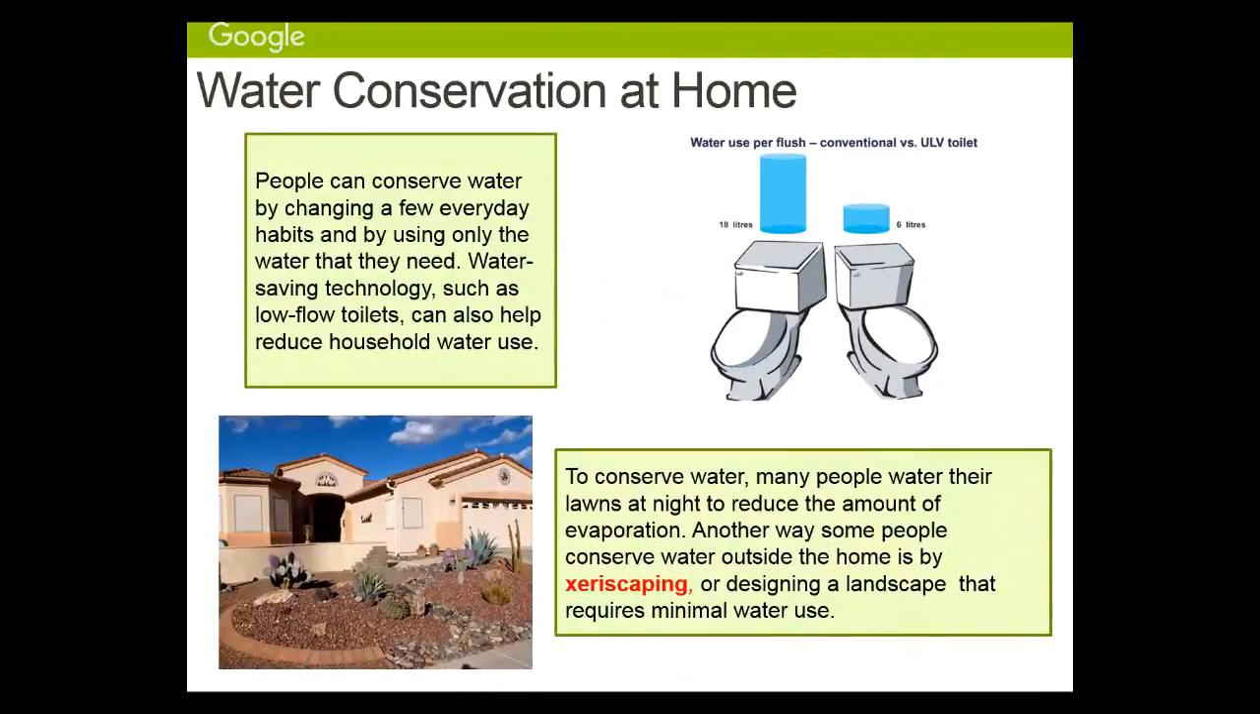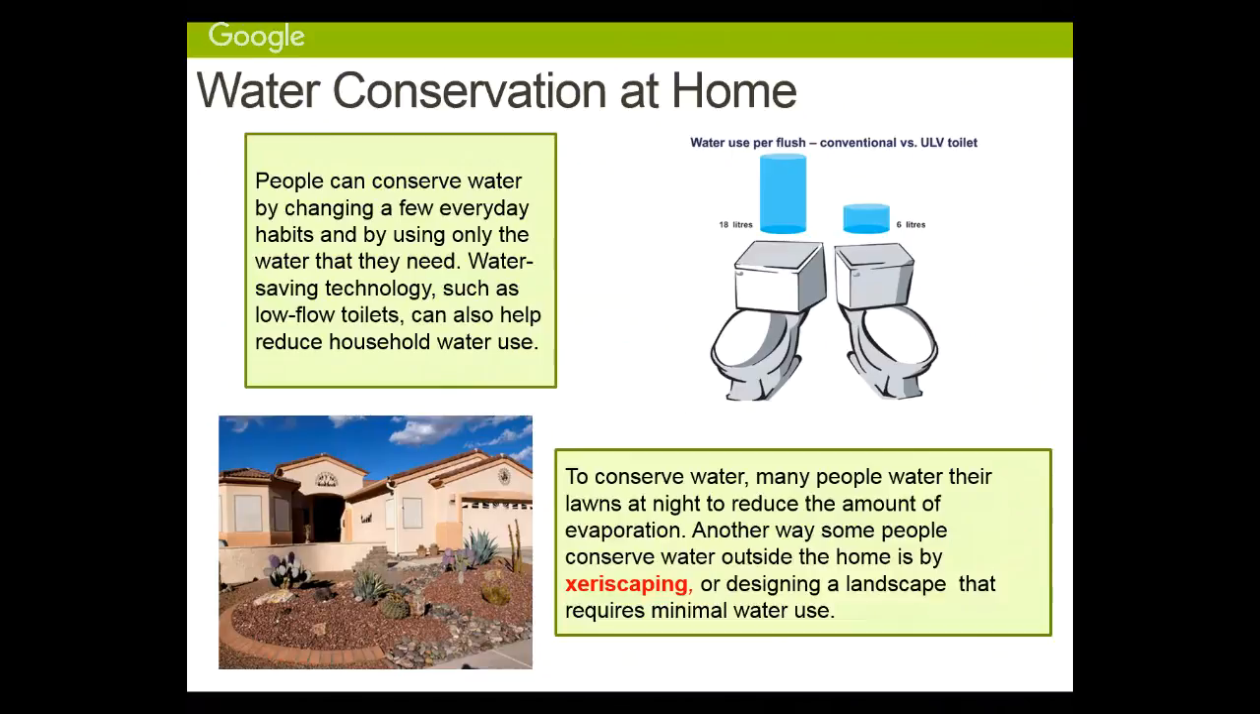So in our homes, there are things that we can do to conserve water. One example is the toilet, the ULV toilet. It uses less water to flush, so it's a low water toilet. People can conserve water by changing a few everyday habits by using only the water that they need. So water saving technology like the low flow toilets can really help reduce household water use.